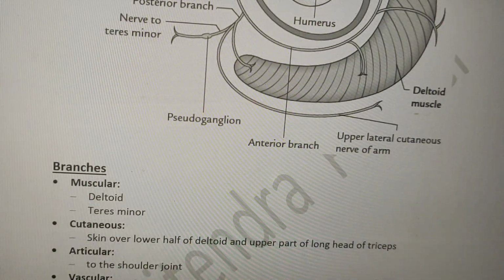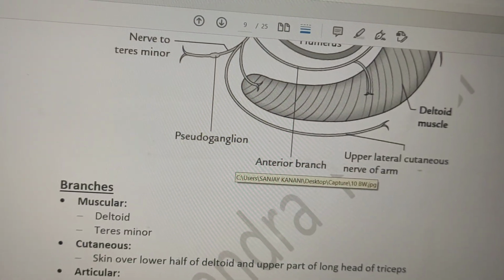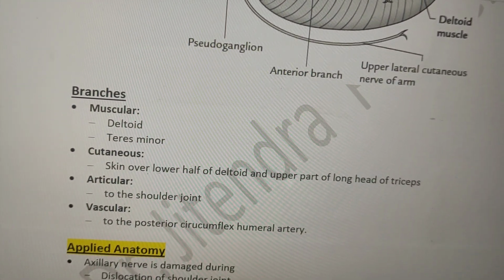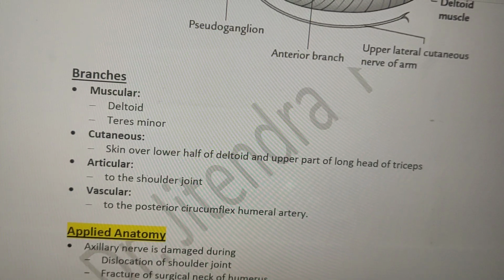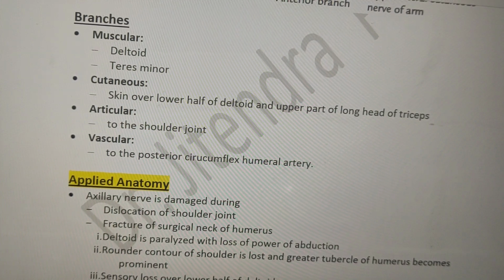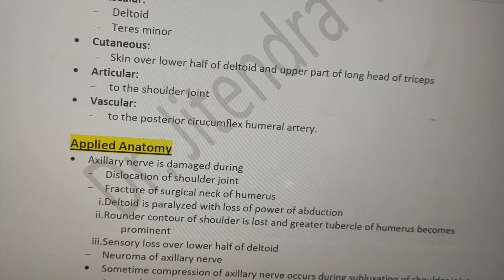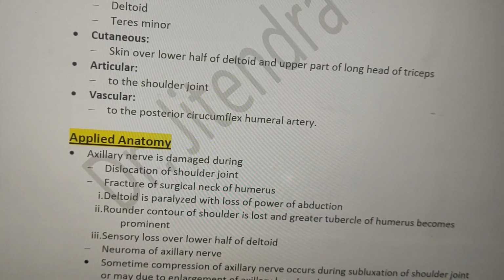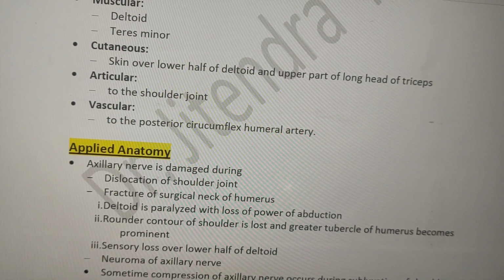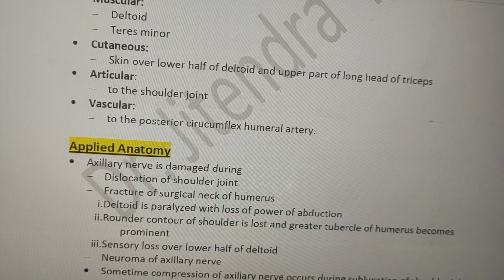Then I have written the branches here. The muscular branches of the axillary supply the deltoid and teres minor. Cutaneous branches go to the skin over the lower half of the deltoid and upper part of the long head of triceps. Articular branches go to the shoulder joint, and vascular branches to the posterior circumflex humeral. You have to remember Hilton's law: if any muscle crosses a joint, like the deltoid crossing the shoulder joint, then whatever nerve supplies the deltoid also supplies the shoulder joint.